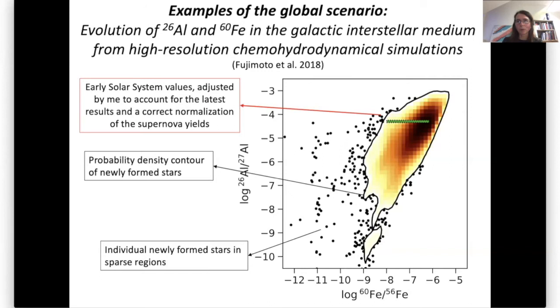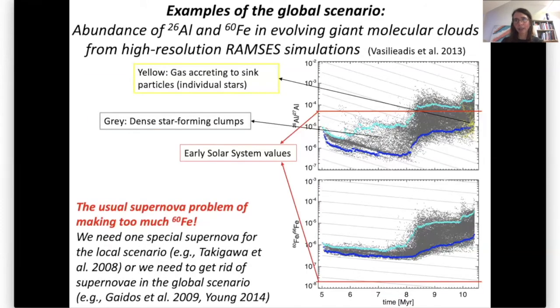And there's another example of the global scenario, which is a very nice paper from 2013. This time, the simulation focused on giant molecular clouds, the evolution of giant molecular clouds, not of the galactic interstellar medium. And you can see here the top panel is the evolution of aluminum-26, the bottom panel, the evolution of iron-60 in time. The gray dots are dense star-forming clumps. The yellow lines are individual stars.